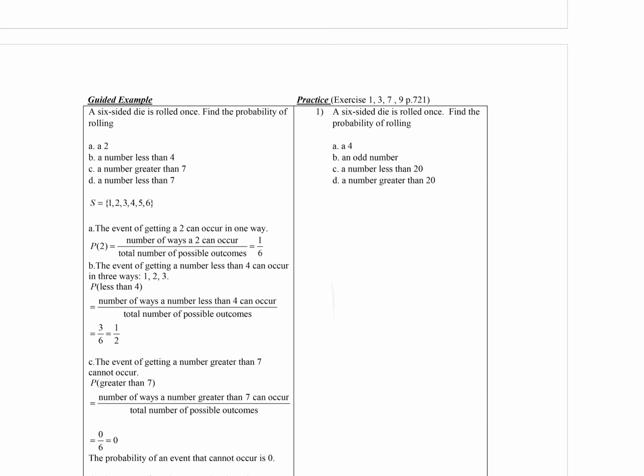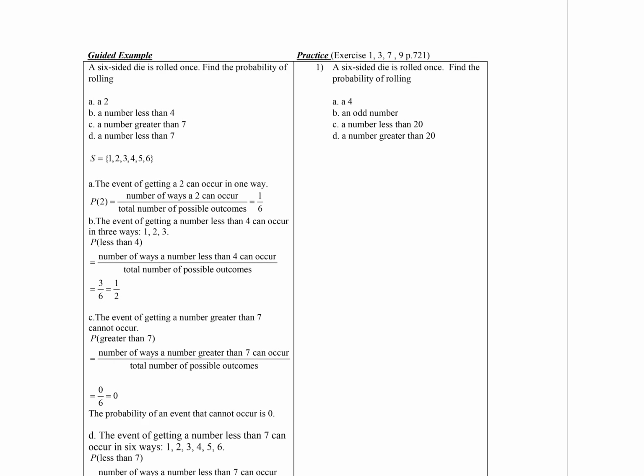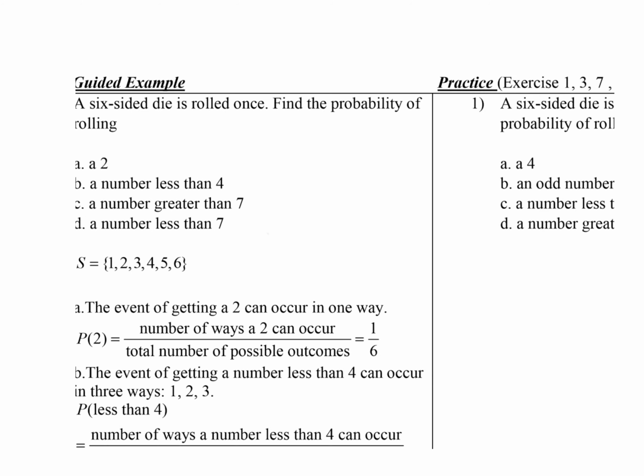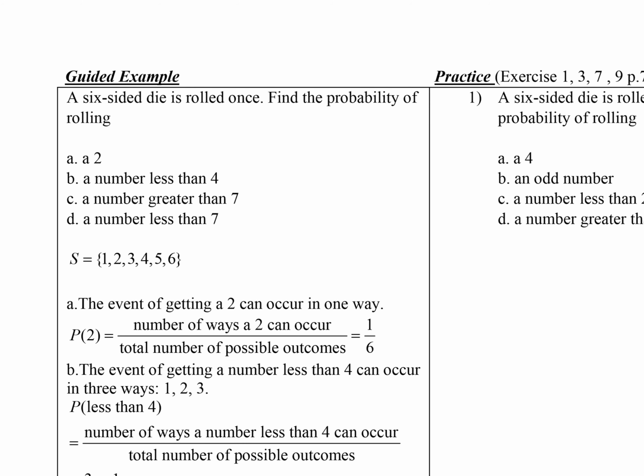Alrighty, let's do this exact guided example. I'm assuming that's 4 examples here. So it says here you have a 6-sided die. Okay, that's a normal die, right?